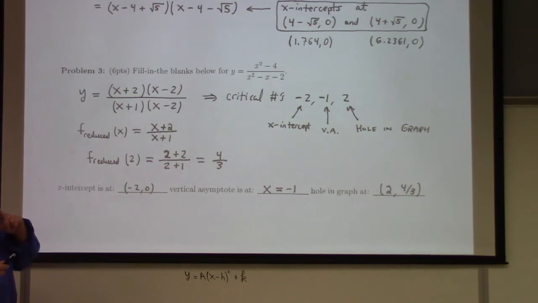However, if I changed the wording for this problem and said, fill in the blanks below, please give coordinates for any x-intercepts or holes in the graph and equations for any vertical asymptotes as appropriate, then I would want you to write this, this, and this for those answers, right? But unless I give a little bit more fine-tuned instruction here, I don't feel right taking points off, yeah?